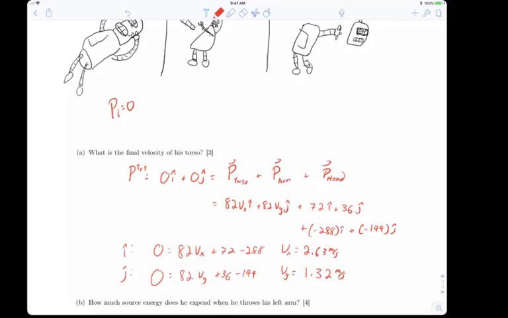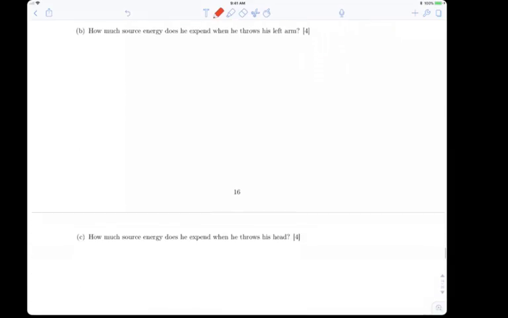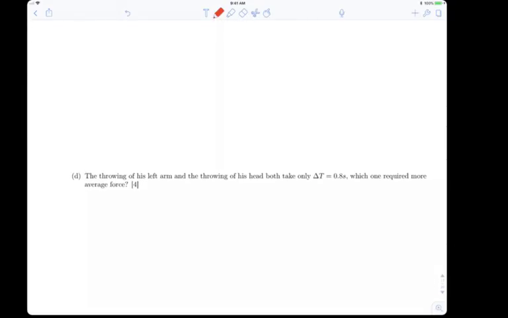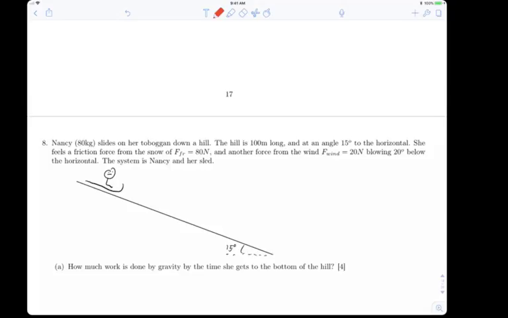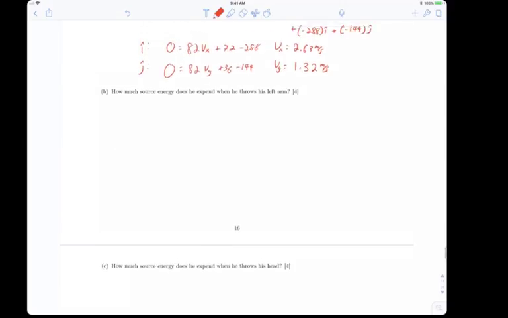How much source energy does he expend when he throws his left arm? Oh God. Oh. Okay. I'm getting tired. I've been at this for 2.5 hours. You guys can do these questions. All right. Let's just keep trucking. We're almost done. Ugh, gross.